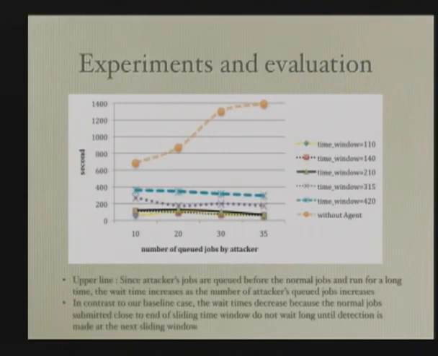But in this case, the upper lines, since attackers' jobs are queued before the normal jobs and run for a long time, the wait time increases as the number of attackers' queued jobs increases. In contrast to our baseline case, the times are all decreasing here because the normal jobs submitted close to the end of the sliding time window do not wait until detection is made at the next sliding window.